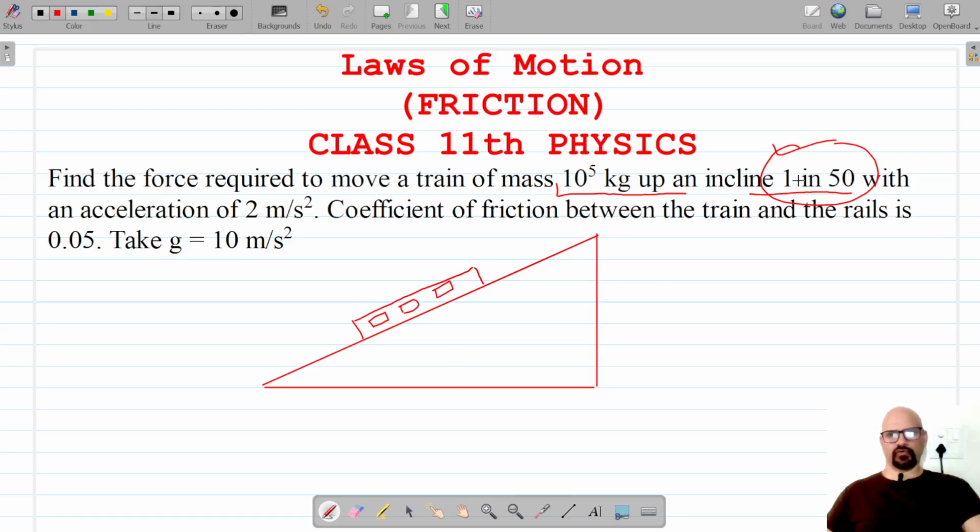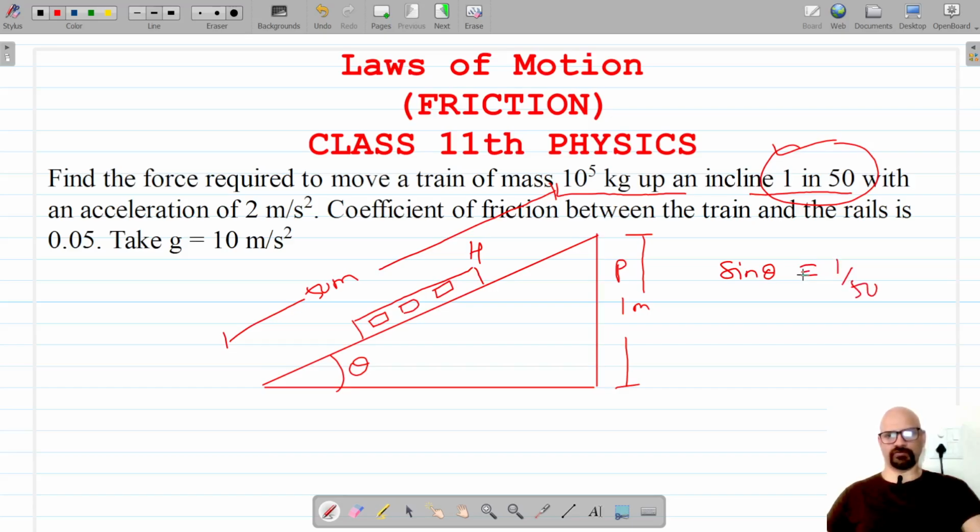Now, 1 in 50 means that for every 50 meters traveled up on an inclined plane, there is a vertical rise of 1 meter. And let's say theta is the angle of inclination. So here, this is P and this is H. So sine theta is equal to P by H, which gives us 1 by 50.